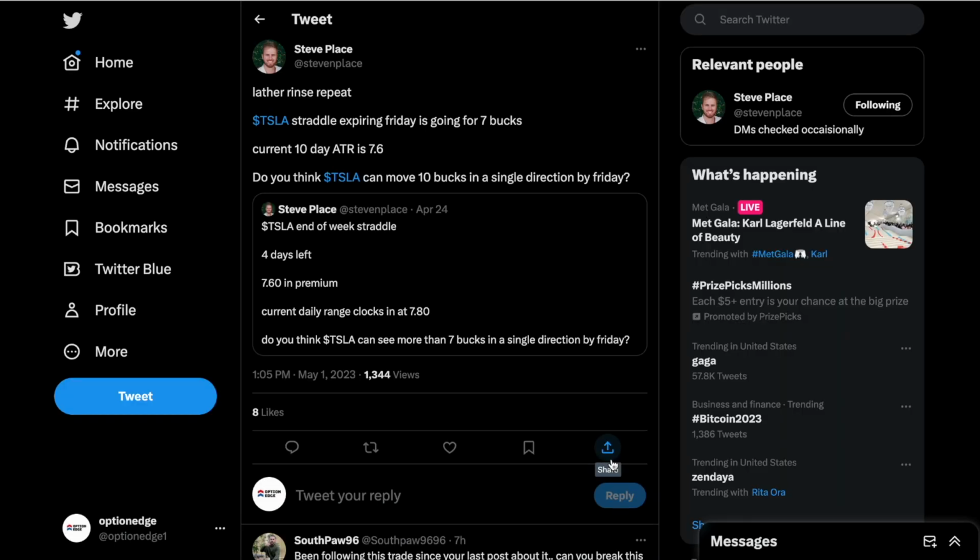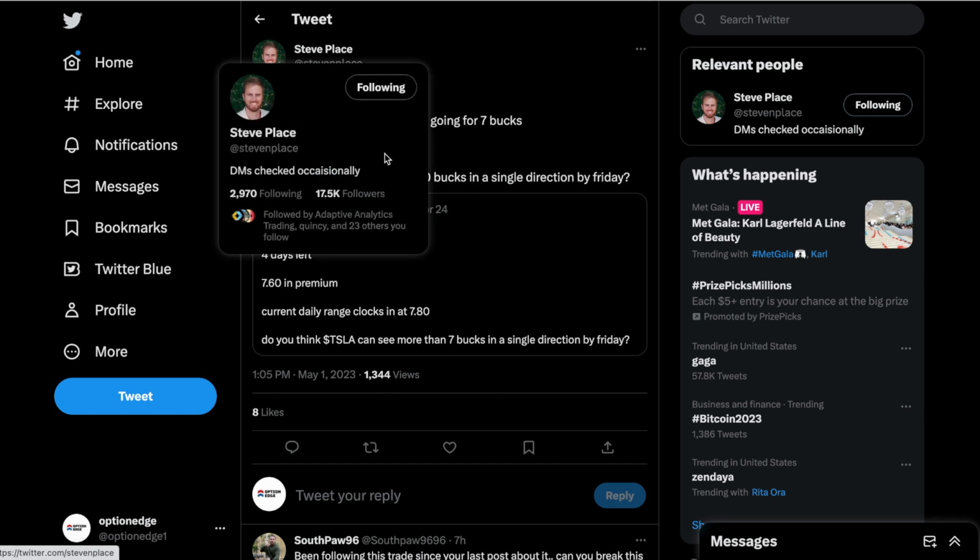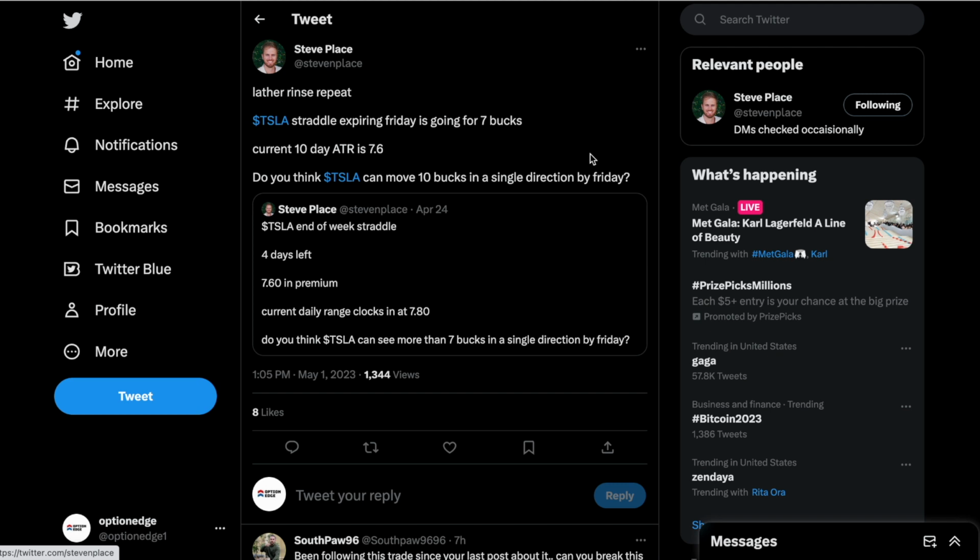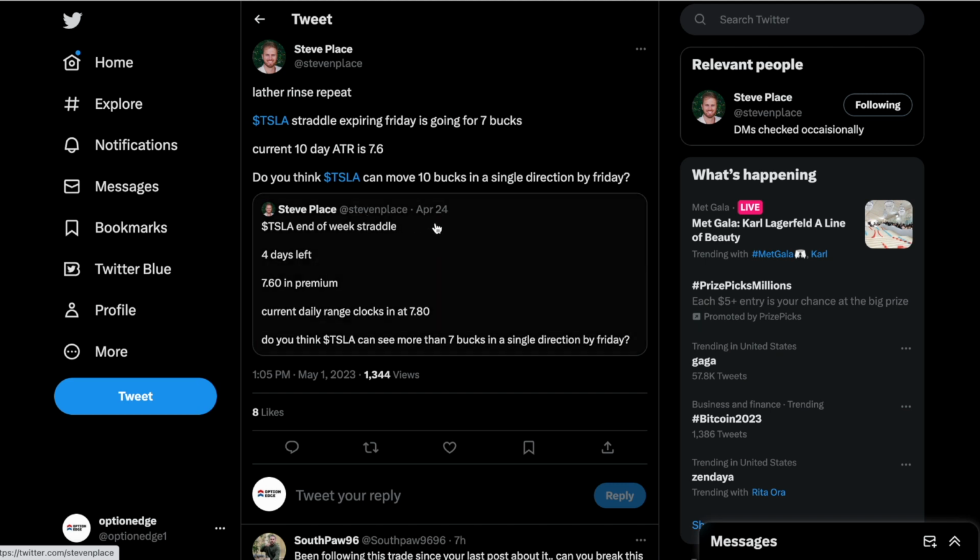What's up, everyone? It's Eric from Option Edge, and today I want to show you an interesting tweet I found on finance Twitter. This tweet was made by Stephen Place, a self-proclaimed professional options trader. Last week I paid attention to something he put out on April 24th, last Monday basically.